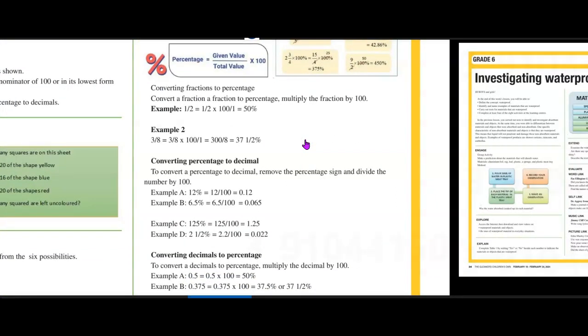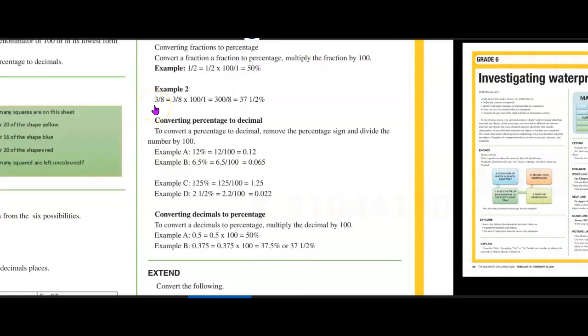Converting fractions to percentages. To convert a fraction to a percentage, you do so by multiplying the fraction by 100. So a half as a percentage is equal to 1/2 multiplied by 100 over 1, which gives us 50%. 3/8 as a percentage would be 3 over 8 multiplied by 100 over 1, which could be rewritten as 300 over 8, which is equal to 37.5%.